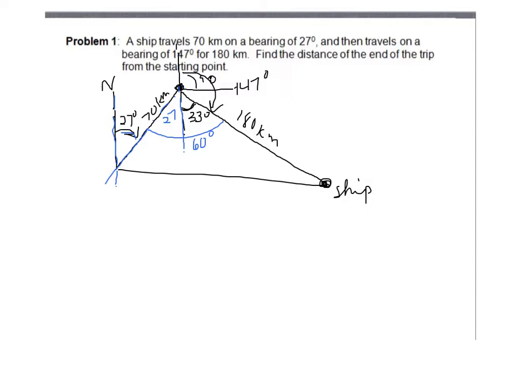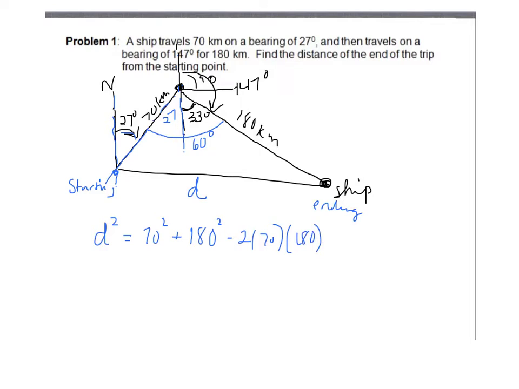Okay, so now I have a side, an angle in between, and a side. And what they want is to find, this is the starting point, and this is the ending, and so this is the distance. So I'm going to use the law of cosines to find D. And D is 157.16 kilometers.